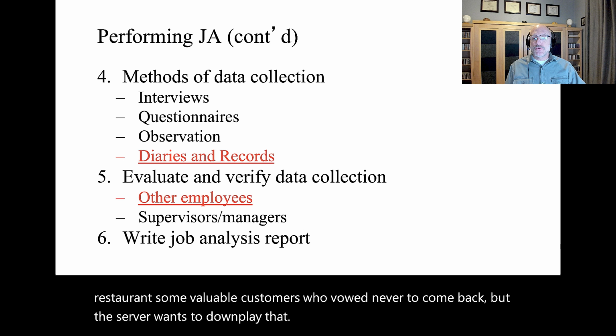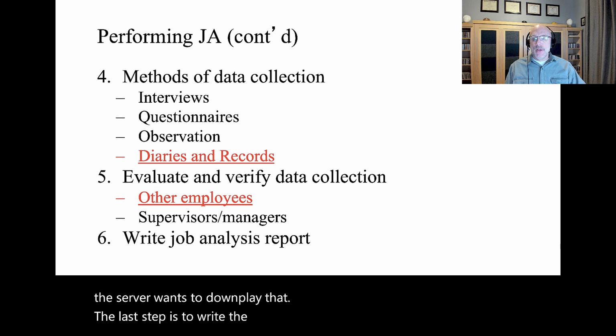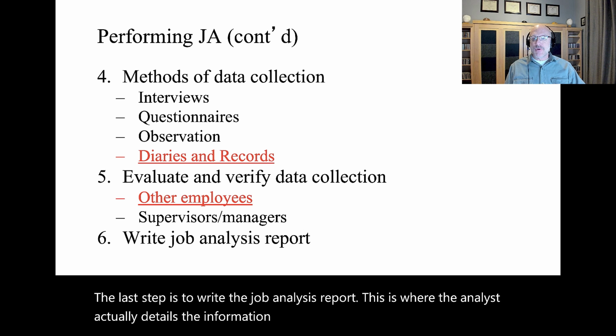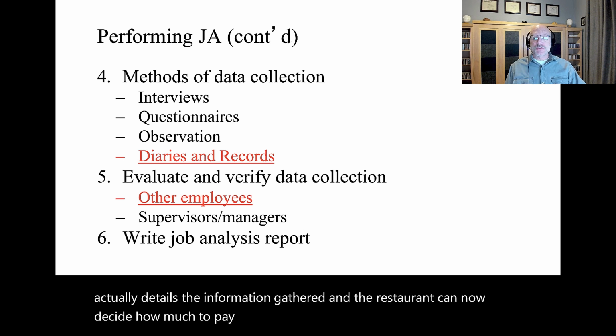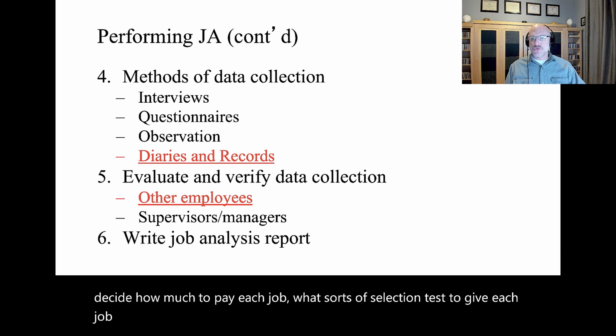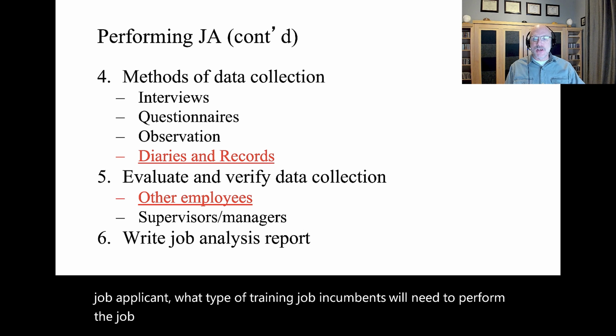The last step is to write the job analysis report. This is where the analyst actually details the information gathered, and the restaurant can now decide how much to pay each job, what sorts of selection tests to give each job applicant, what type of training job incumbents will need to perform the job well, etc., etc.